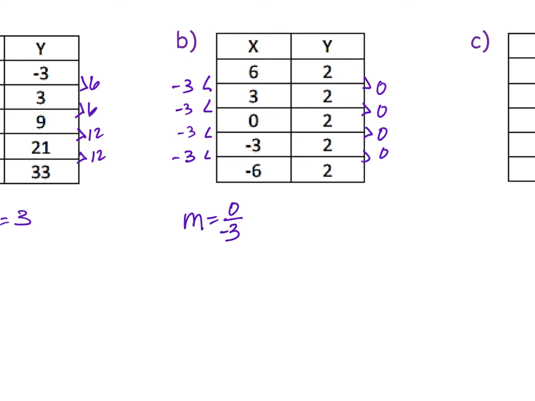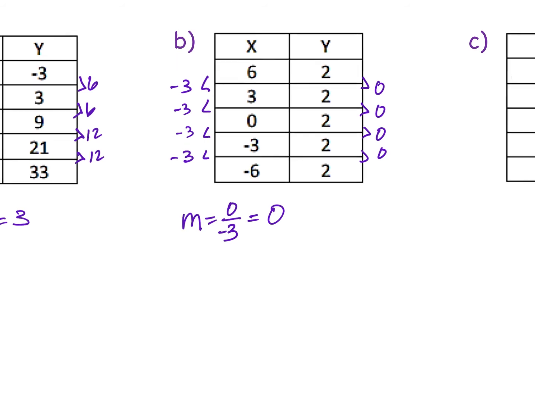Okay, so I'm going to flip back a page for a second. So number B, what is my answer? Number B. 0. Very good. My slope is 0. Awesome.